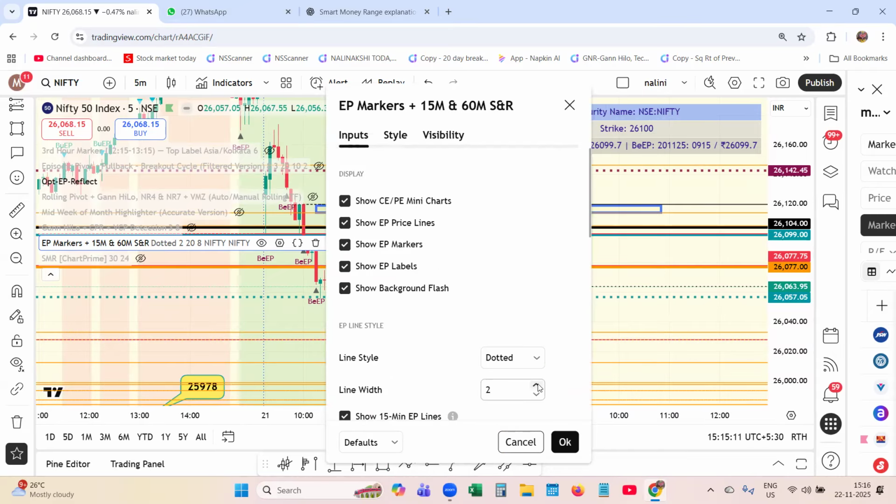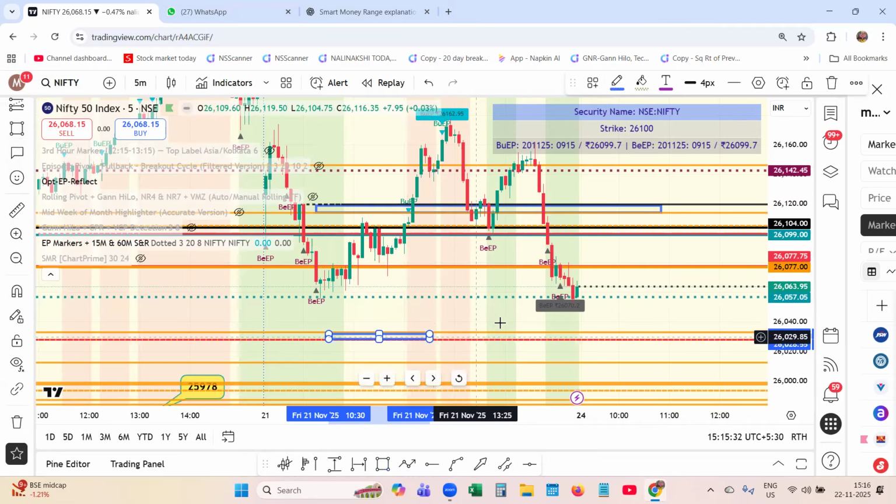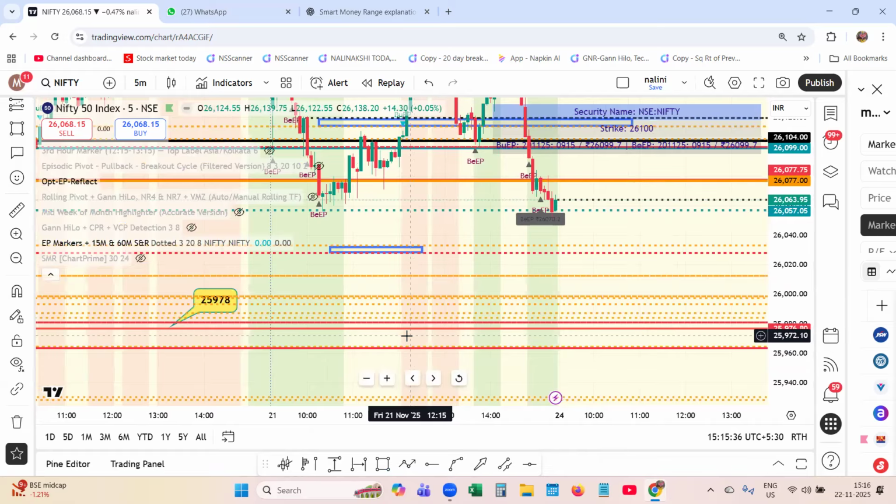So if I make the lines a little bit darker, you can see the EP lines. This is the straddle. A straddle between the hourly and a hourly, both are calls. This is not a straddle, only both are call writers. And then here are also call writers.